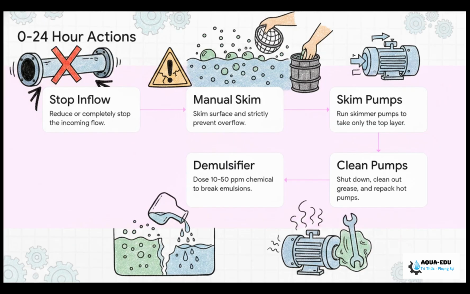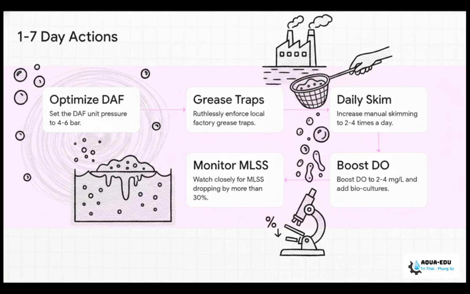Step 4. If your pumps are running hot, shut them down, clean out the grease, and repack them. Never, ever run those pumps dry. Step 5. Dose your demulsifier chemical at 10 to 50 parts per million to break the emulsion. Okay, now for the 1 to 7 day stabilization tactics.